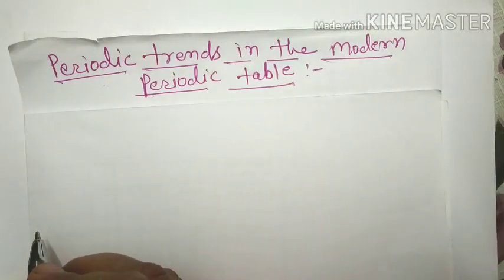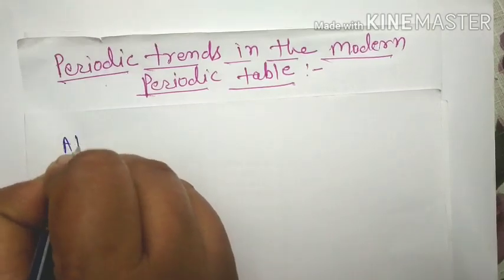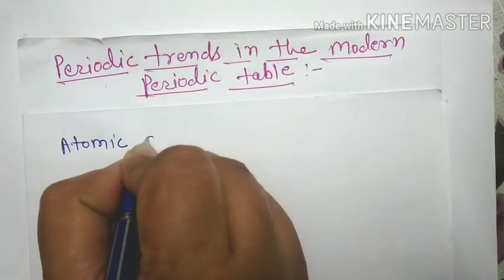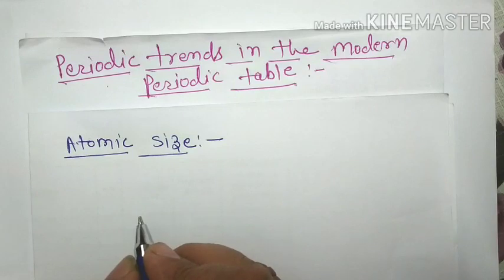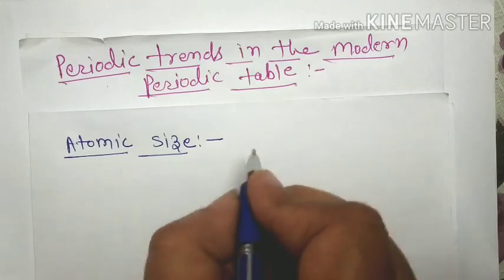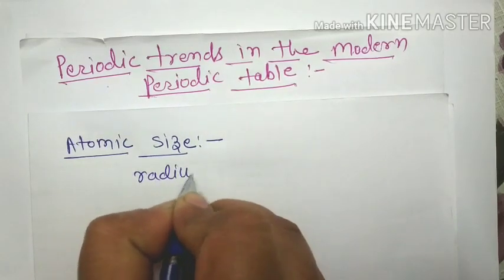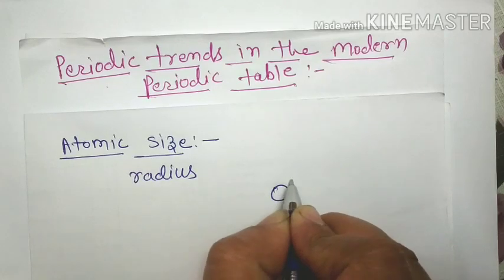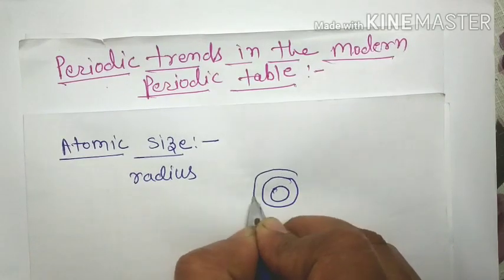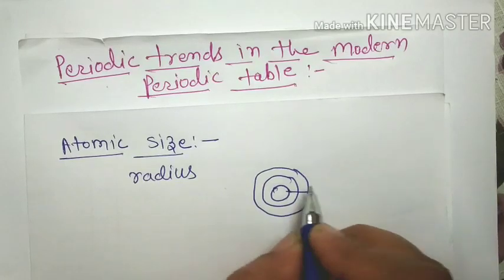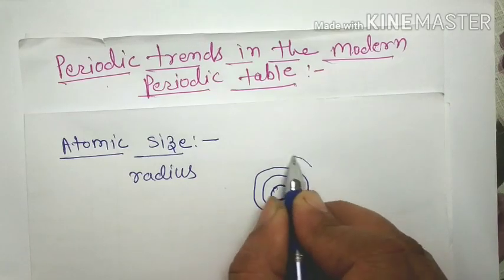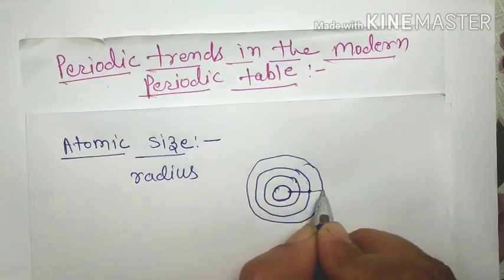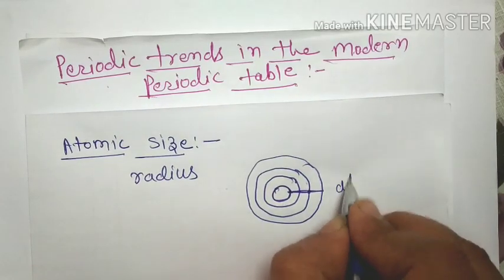Let us move to the next periodic trend, that is atomic size. We know that the atomic size of an atom is measured by using the atomic radius, and atomic radius is measured by using the distance between the nucleus and the outermost shell. In this case, see, this is the nucleus of the atom and this is the outermost shell. First shell, second shell, likewise third shell. So this distance is called atomic radius.